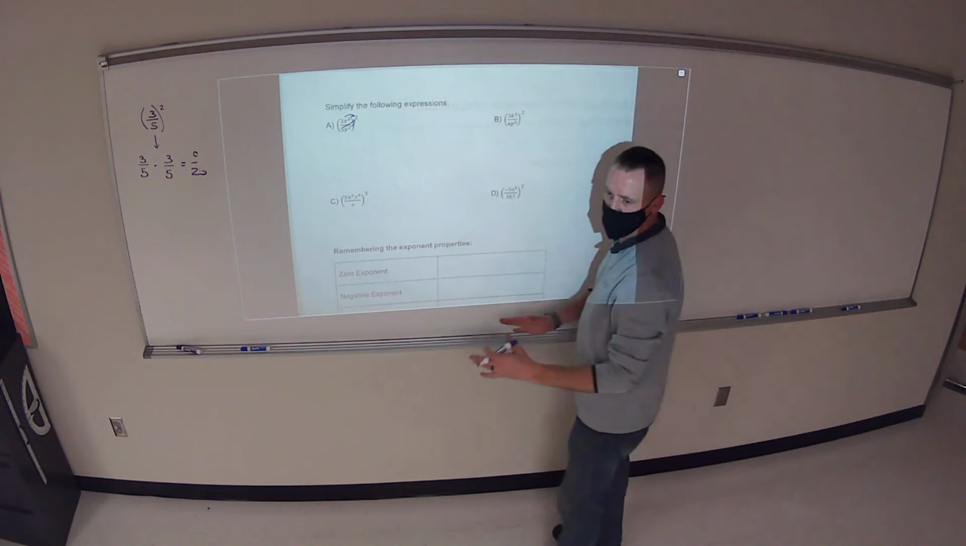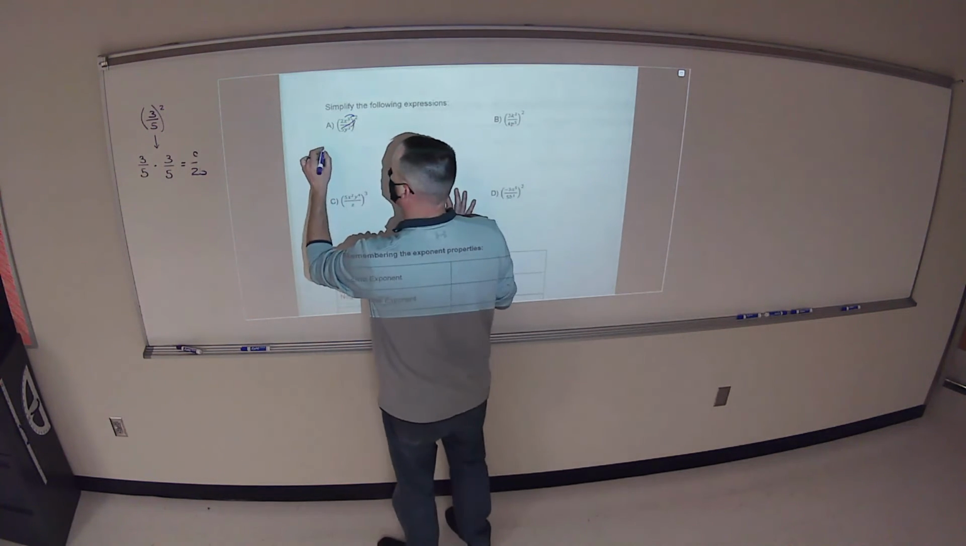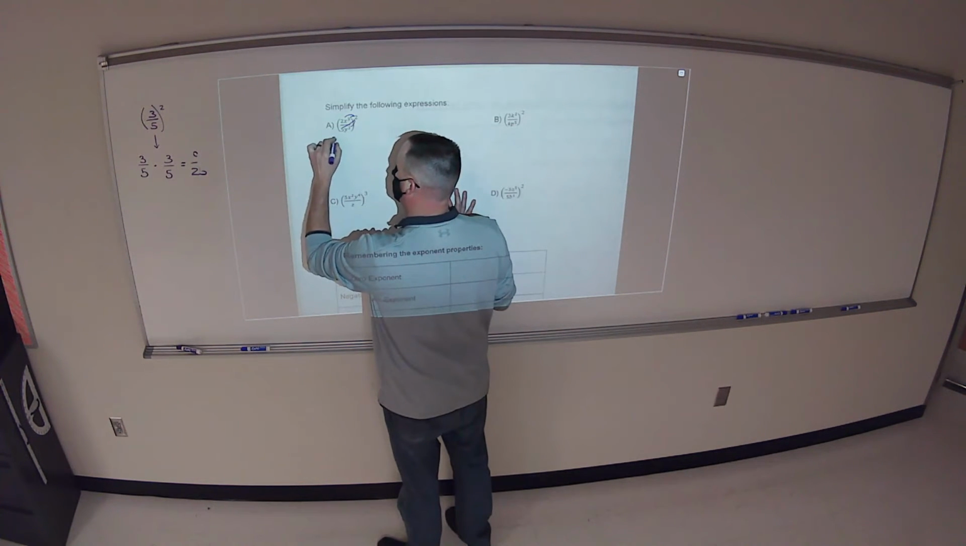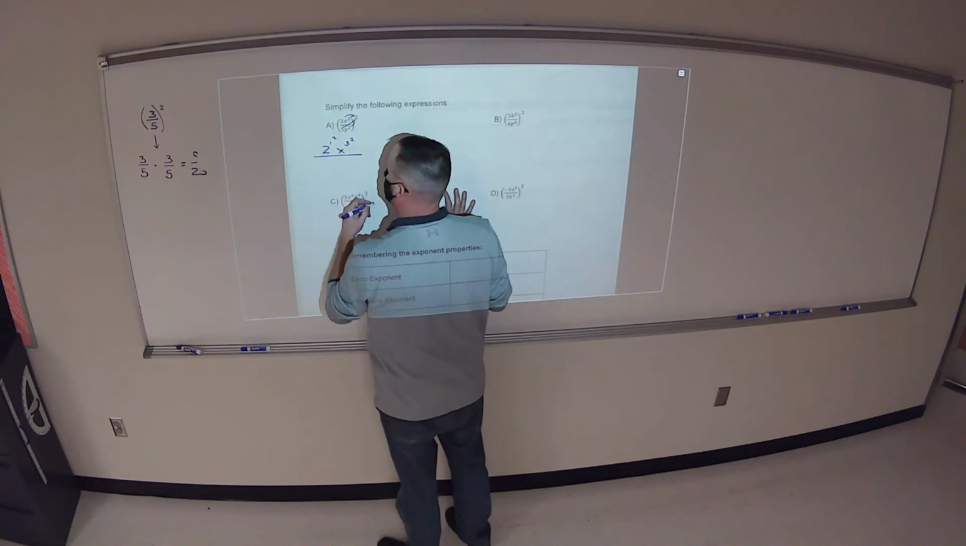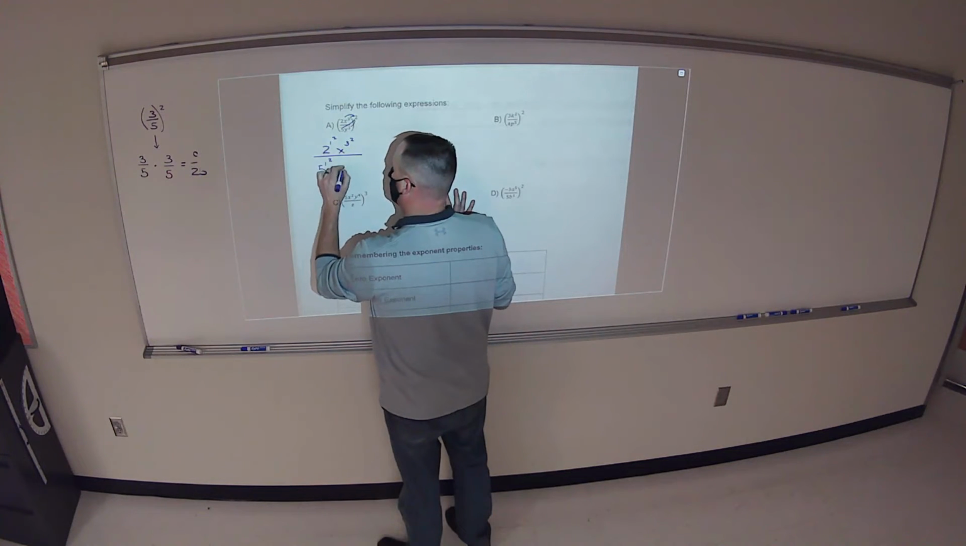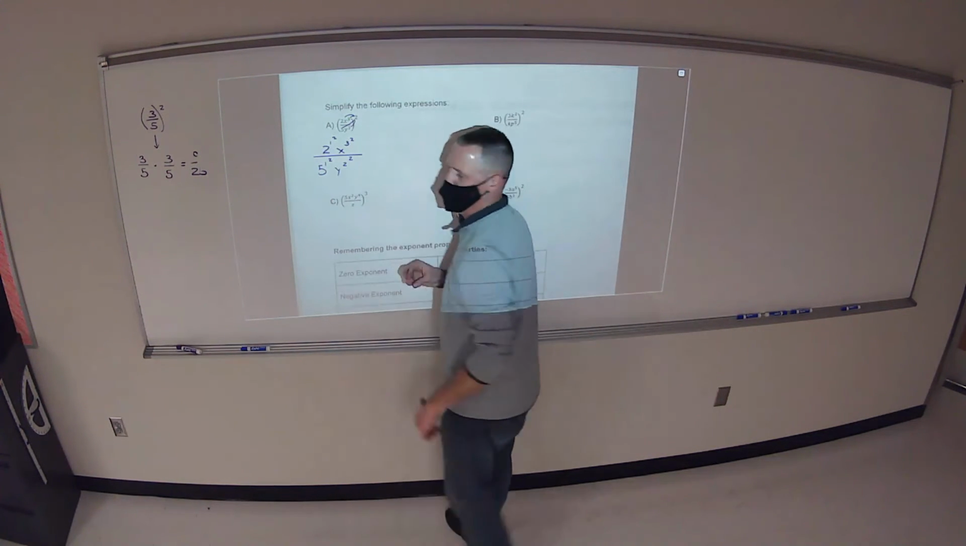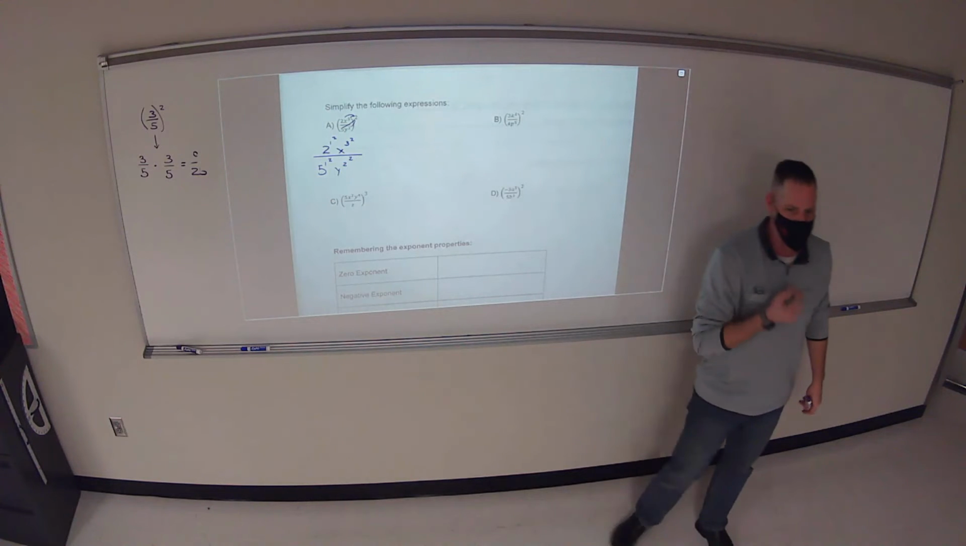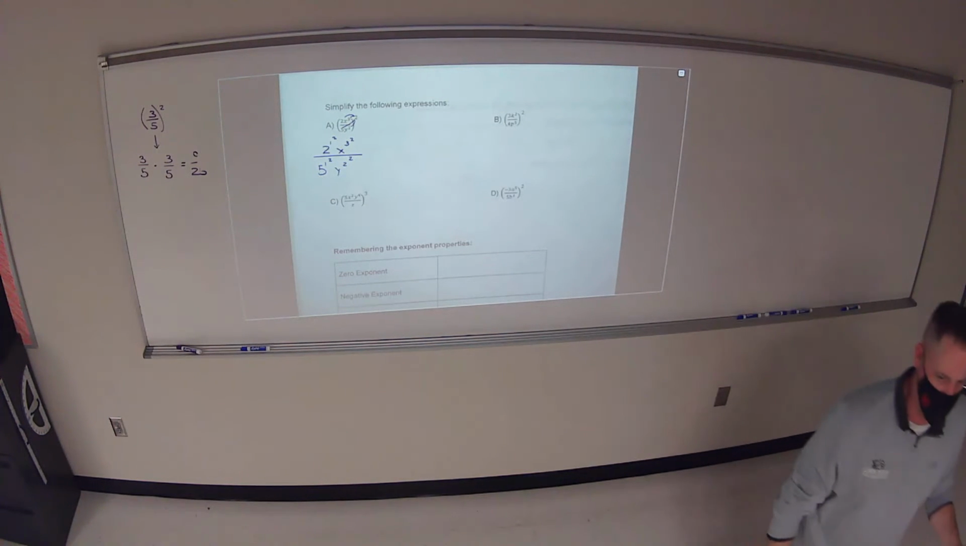So again, I'm not going to do this every time, but you'll see it here. I have 2 to the 1st being squared. I have x cubed being squared on the top. I have 5 to the 1st being squared, and y squared being squared on the bottom. So everybody see how I've broken that up into those 4 individual pieces?